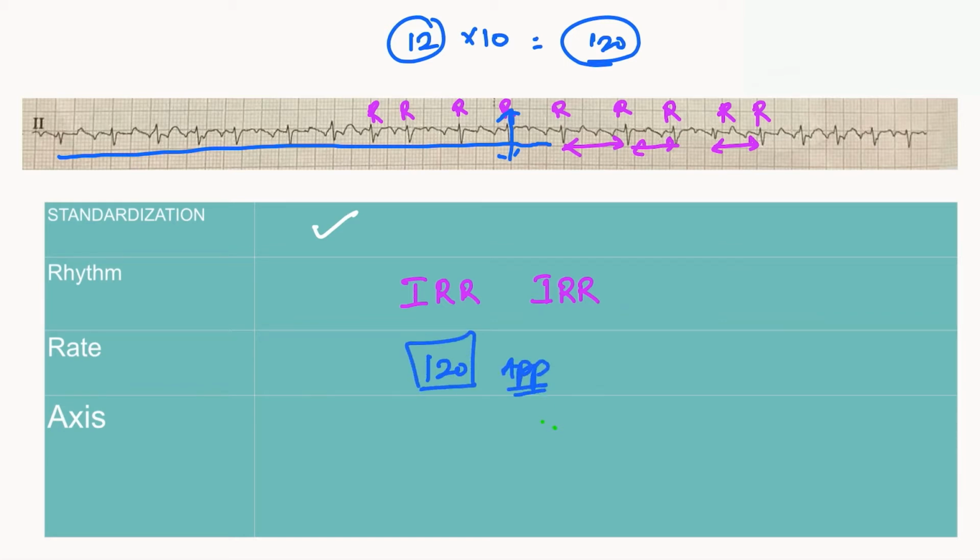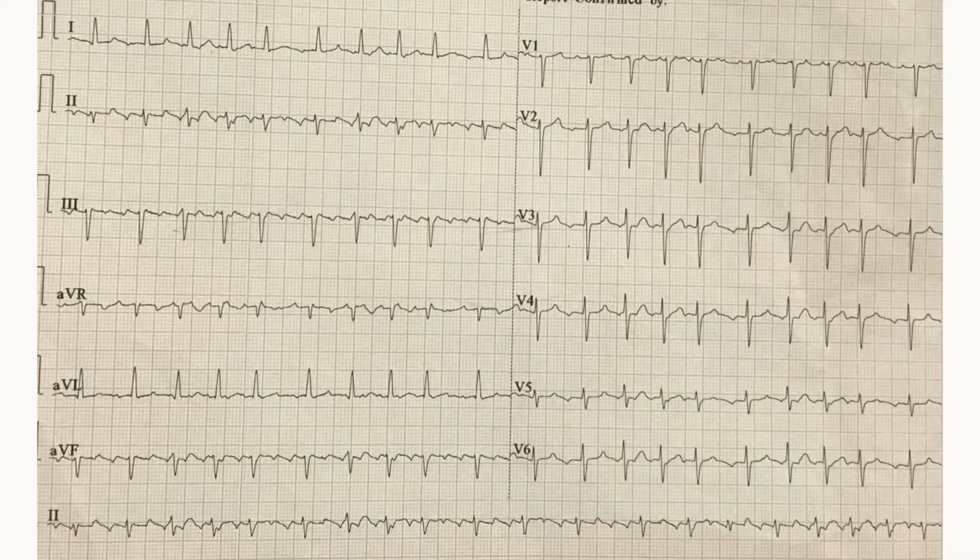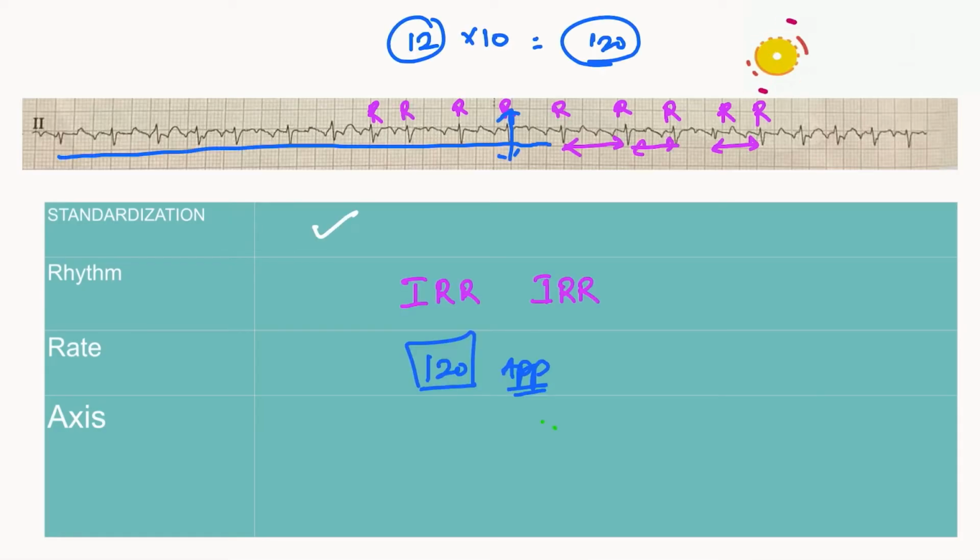There are many more finer details in rate calculation for this irregularly irregular rhythm. So, it is better that you refer to the video and come back to this. Okay. Next, we have to discuss the axis. You can note that lead 1 is positive and lead 3 is predominantly negative. So, the axis is left axis deviation.